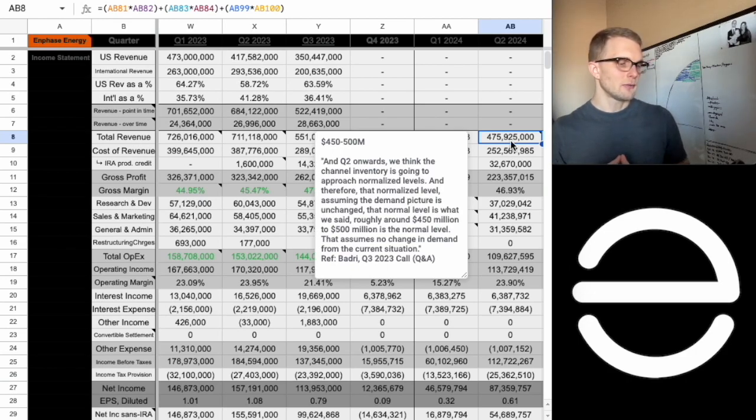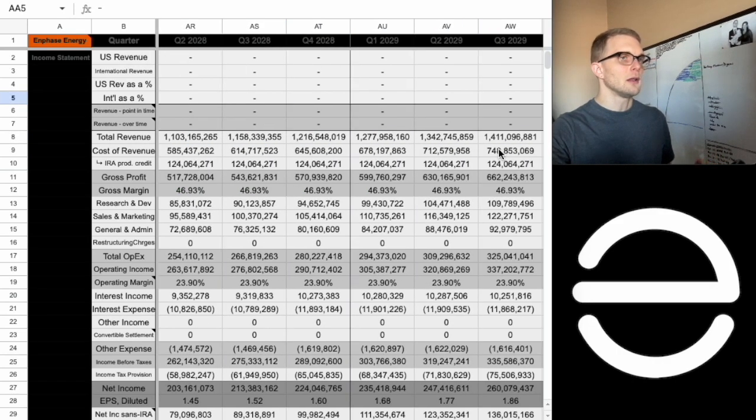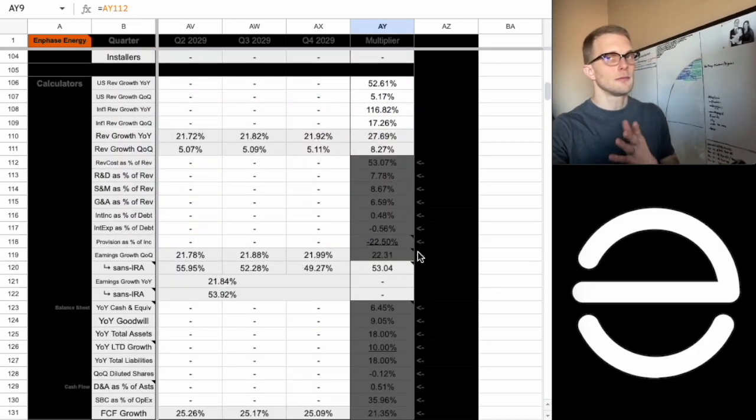This paints a very different picture of what was originally expected. So the $600 million that was expected in Q4, we're not going to see until maybe Q4 of next year at this rate. Because if the normalized level is 450 to 500 million, and that's what's expected in Q2, that's not looking very good. Then we look at the cost of revenue, which again, all of this is formulaic, so this number can be changed down below via the gray cells.